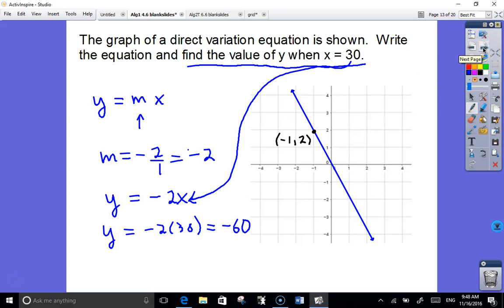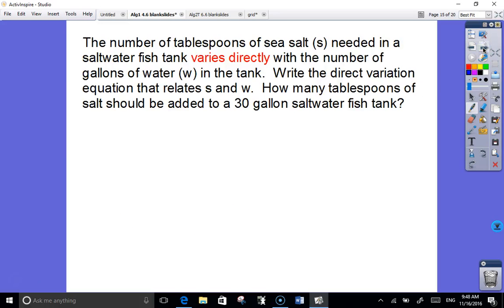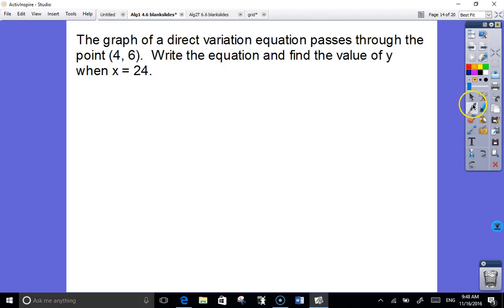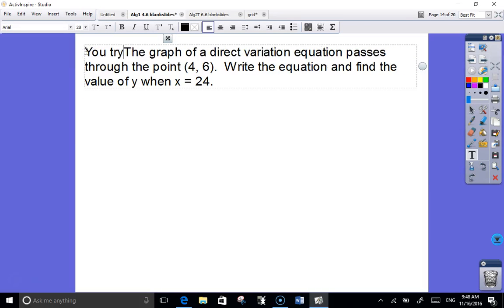Now, if it helps, you could make yourself a graph. Oh, did I not make that? That was your U-try. This is your U-try. Okay, the graph of a direct variation passes through the point 4, 6. Write the equation and find the value of y when x equals 24.